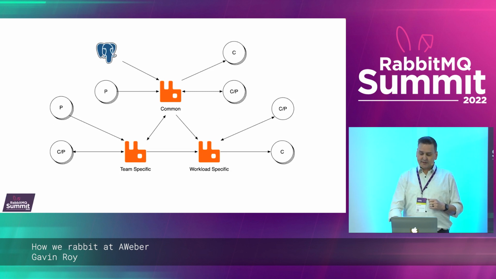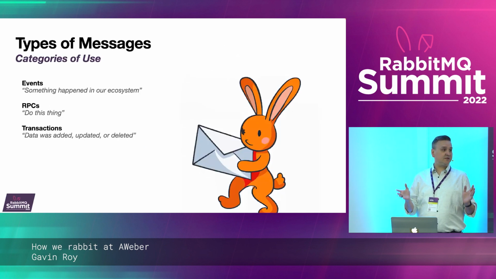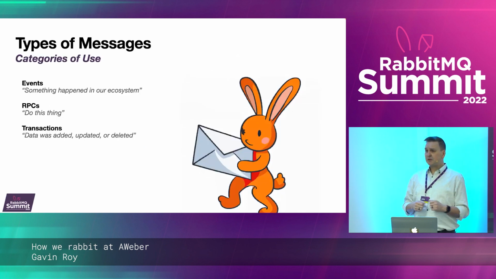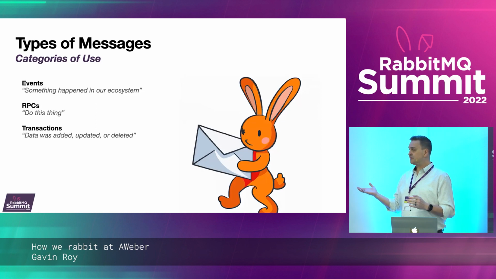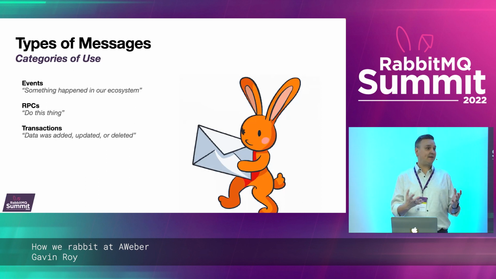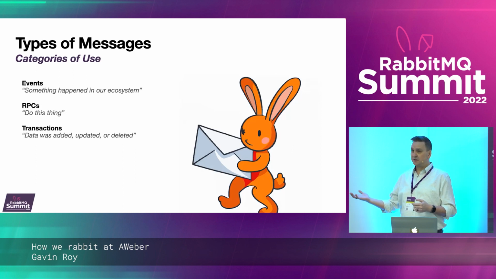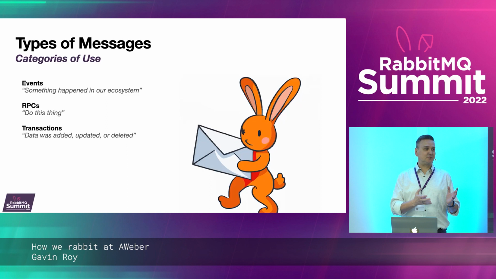And we classify our use of messages into three distinct areas. The first are events, and this is the primary use case for our usage of RabbitMQ. Events being something happened in our ecosystem. Could be anything from a customer logged in or used a particular feature of our software, to an email message was sent, or one of their subscribers opened that message or clicked on it. This is the predominant use case for us.